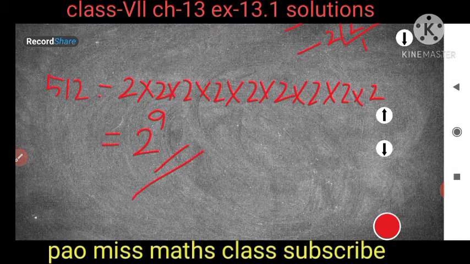So we have written 512 in the exponent form, isn't it? So what is the exponent here? What is the power here? 9, isn't it? And what is the base? Base is 2. 2 to the power 9. So in this way we have to break them.